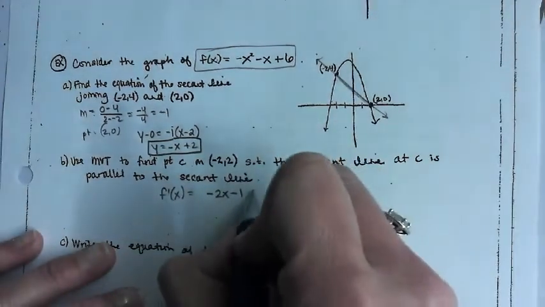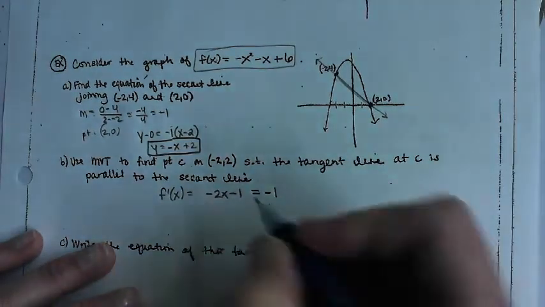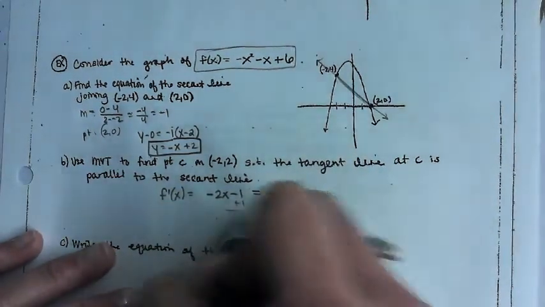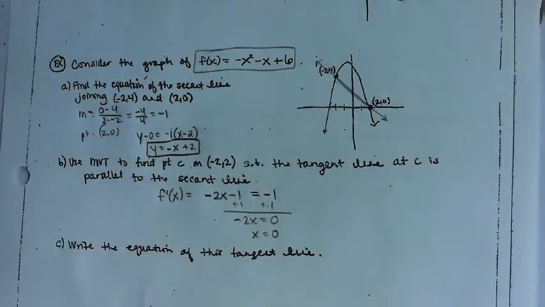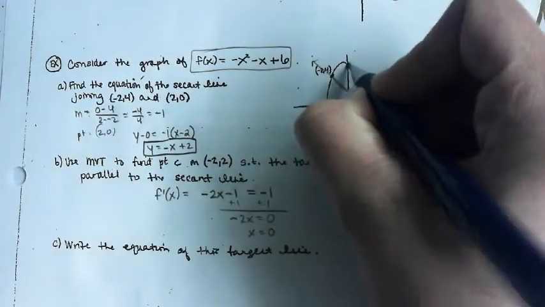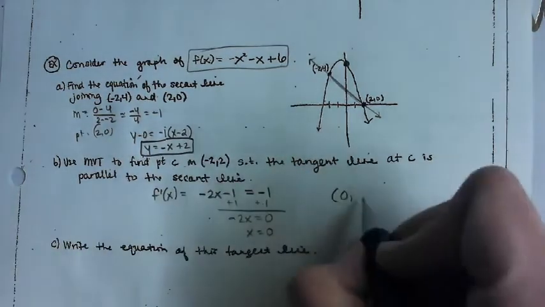And we want to find out when this equals negative 1. So if we add 1 to both sides, negative 2x equals 0, it's at x equals 0. That's the x coordinate. So it's right here. The y coordinate is, just plug 0 back in, 6.